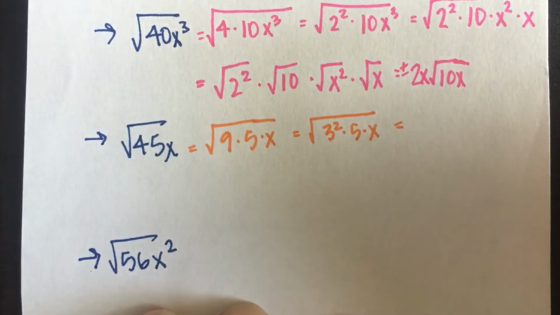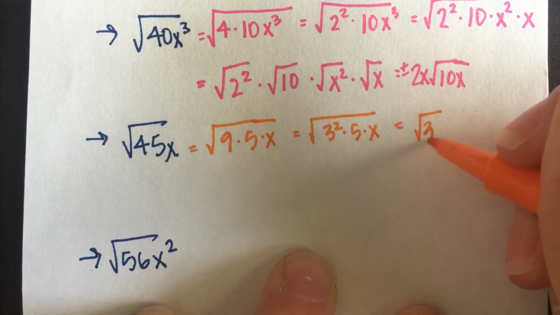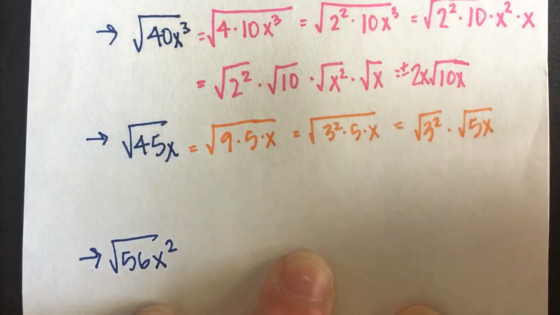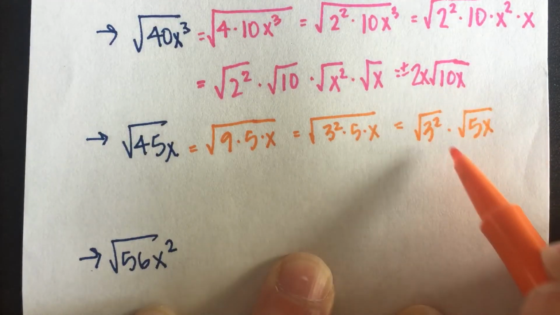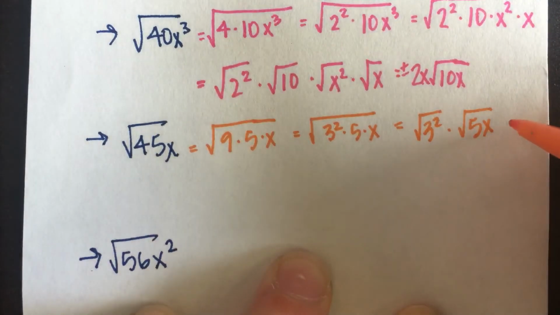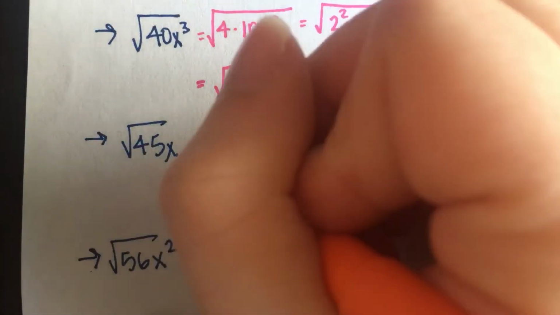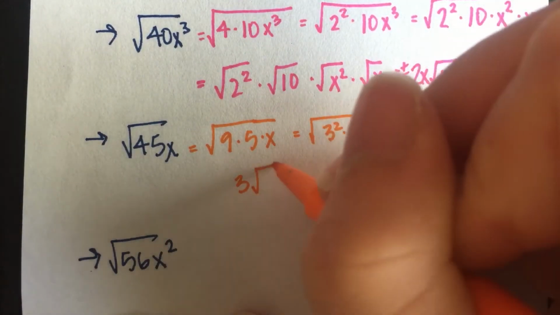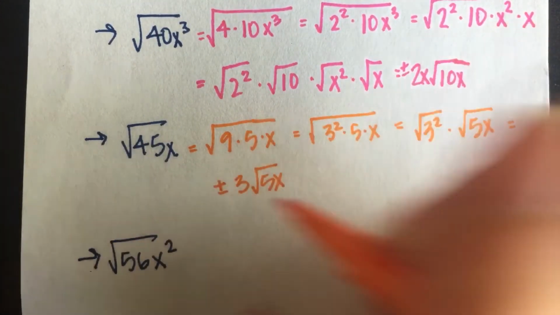And if we split this multiplication up at this point, we can take the square root of 3 squared times the square root of 5x. Since neither of these have a squared, I'm just going to leave them underneath the radicand. Now, the square root of 3 squared is the same thing as 3. The square root of 5x is just the square root of 5x. And since we're dealing with square roots, can't forget the plus minus.